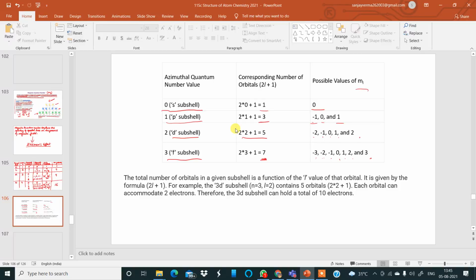So this is to give you a brief idea, the concept idea, about the permissible combinations of azimuthal quantum number with magnetic quantum number and principal quantum number. That chart becomes a very, very important chart for all of you.